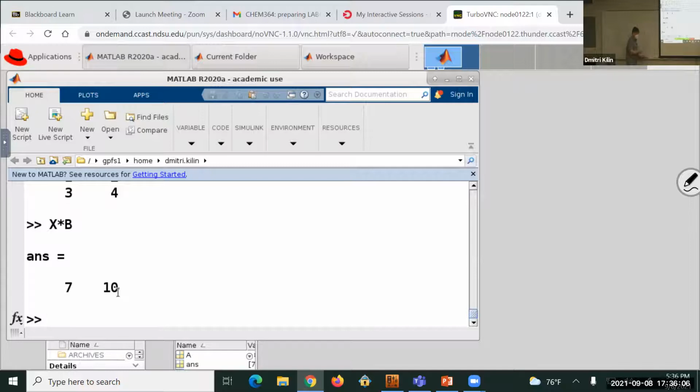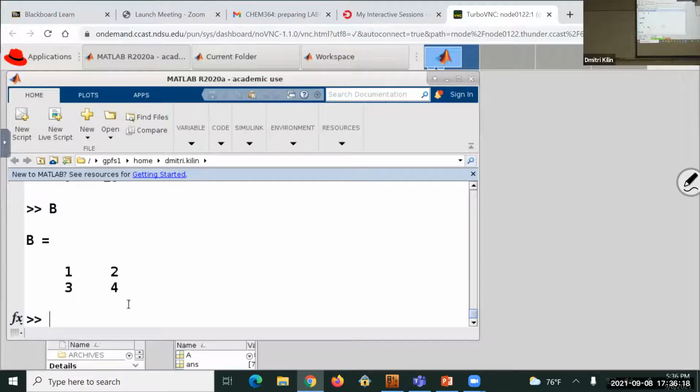Okay, thank you. Let's just make this little exercise. So determinant of B is minus 2. So we are on the same page between us and the developers of MATLAB. They have the same definitions. I know it is an infinitesimal step, but let me make a little tour.